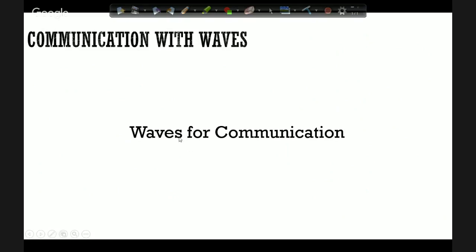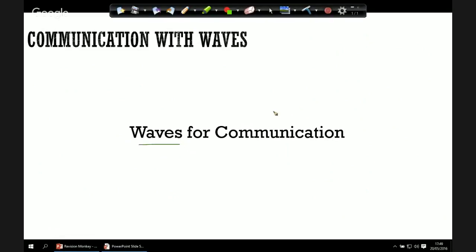So uses of these electromagnetic waves then, a lot of them are used in communication. So first of all, radio waves can be used for radio and TV communications. They travel really long distances because they've got really long wavelength. They can travel long distances.